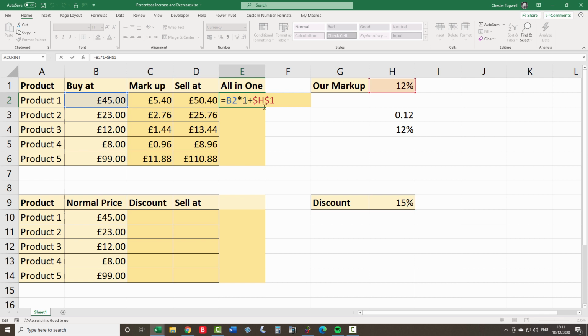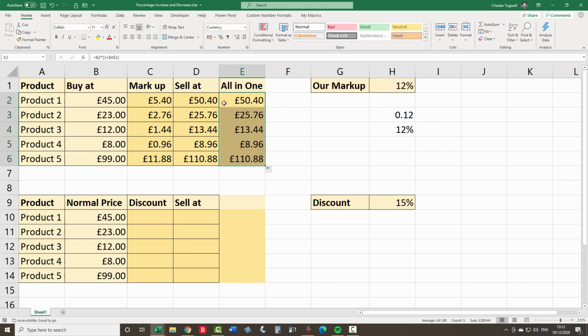I don't want to do that. I want to multiply £45 by 112%. So I need to do this bit first. Brackets tell Excel you've got to do that part of the calculation first. So I'll copy this down and it works nicely. Exactly the same as these answers, but you've only used one column.